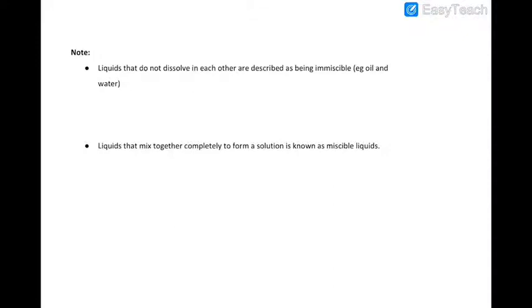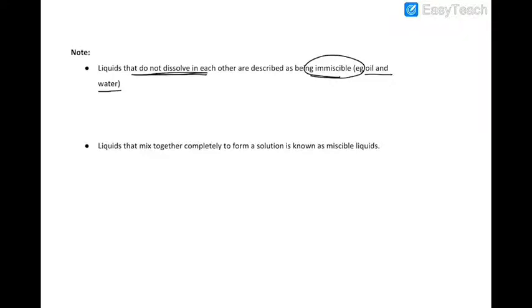So now let's see how we can separate two liquids mixed together. There are two possibilities that can arise when we have a mixture of liquids. The first possibility is that the liquids do not dissolve. When the liquids do not dissolve, for example, oil and water, they are said to be immiscible. They do not dissolve with each other.